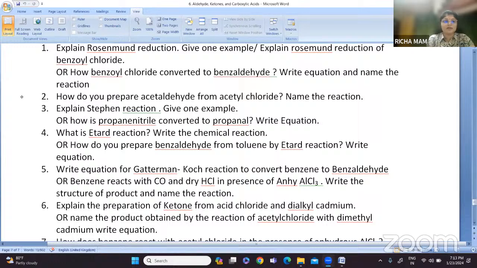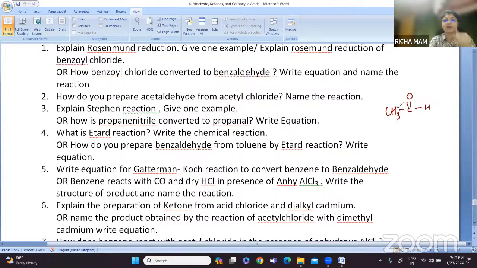Nobody knows? Okay. How do you prepare acetaldehyde? What is the structure of acetaldehyde? Acetaldehyde is CH3 C double bond O H. So this is your acetaldehyde.